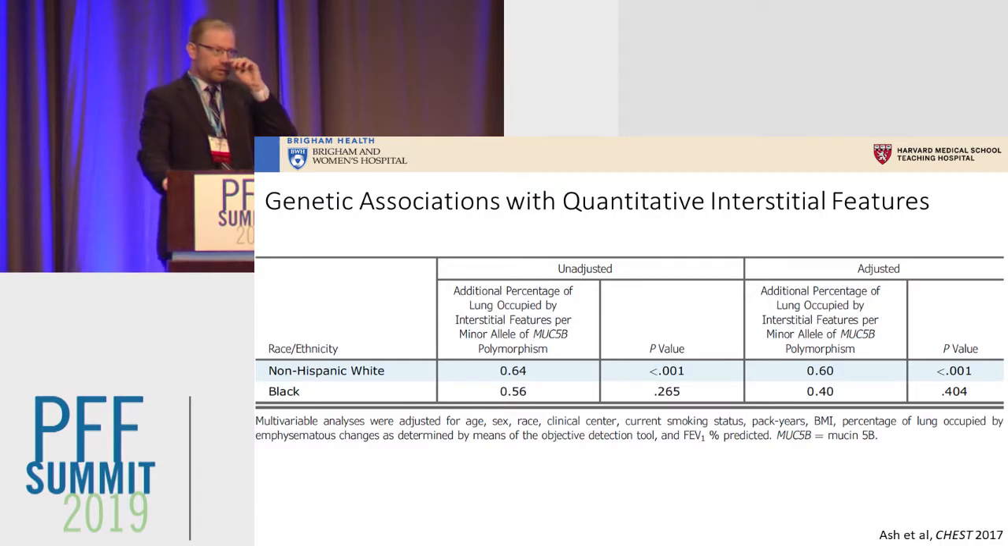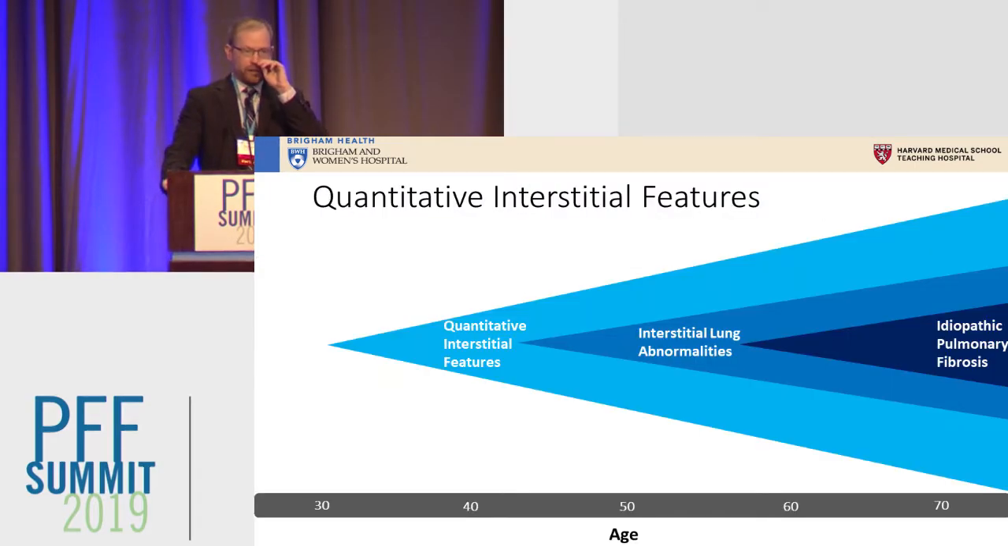And so what we've started to think of as we think about these quantitative interstitial features is that what we're potentially detecting is this overlap, this larger group of individuals, this larger group of features, which encompasses, in some cases, visual interstitial lung abnormalities, and that in some individuals who have these features at baseline, they may ultimately develop visual ILA or may already have visual ILA and ultimately develop IPF.